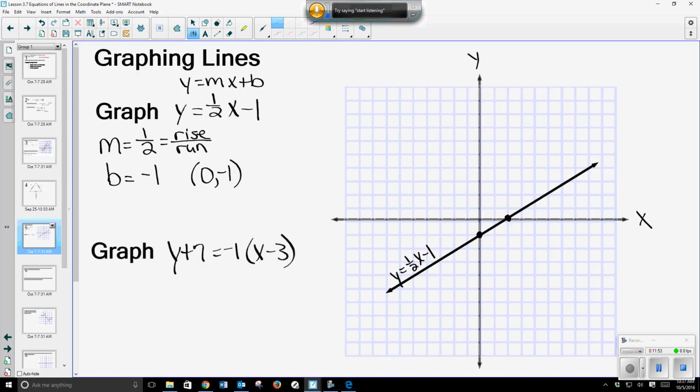This next graph is in point slope form. y minus y sub 1 is equal to m times x minus x sub 1. You have your slope, -1. You can put it in fractional form, put it over 1. And your point.